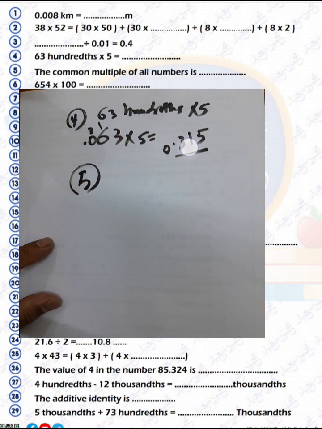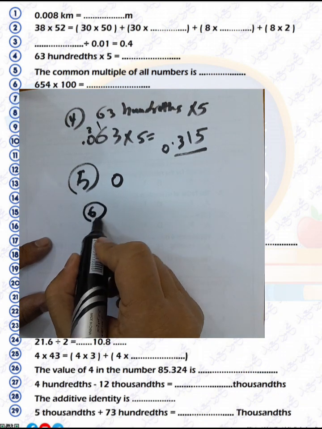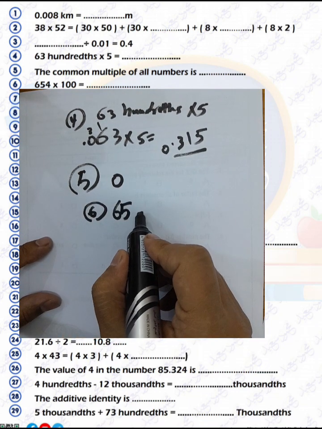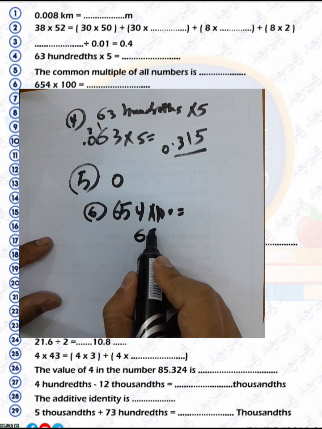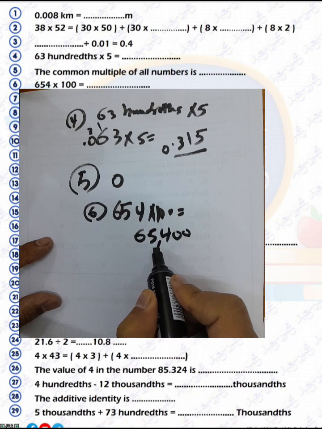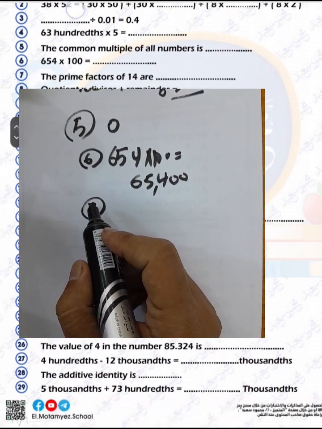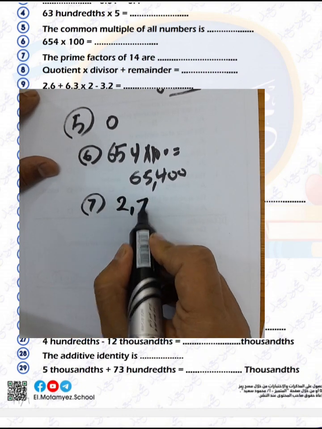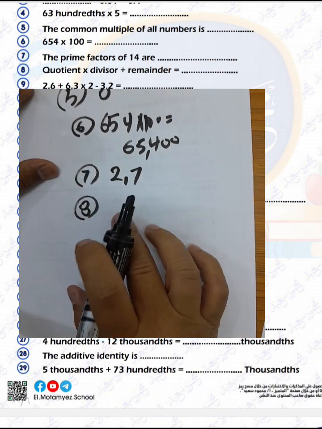The multiplication table of all numbers, it will be 0. Question 6. We have 654 times 100. It will be 654 and 00. Question 7. The prime factors of 14 are 2 and 7. Prime factors of 14, 2 and 7.